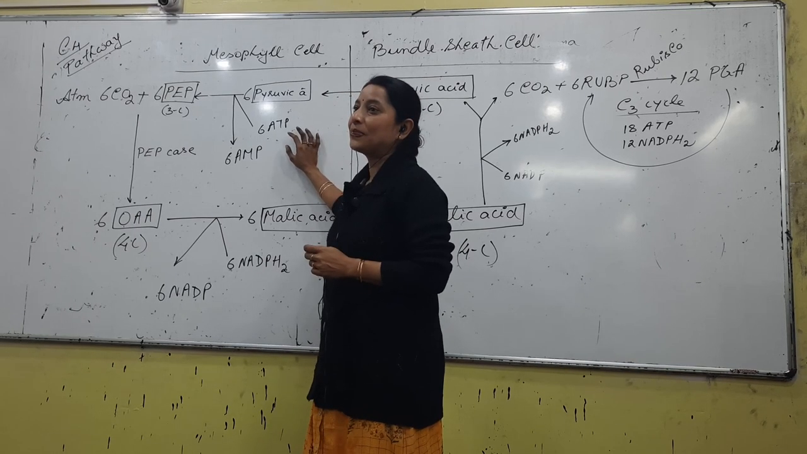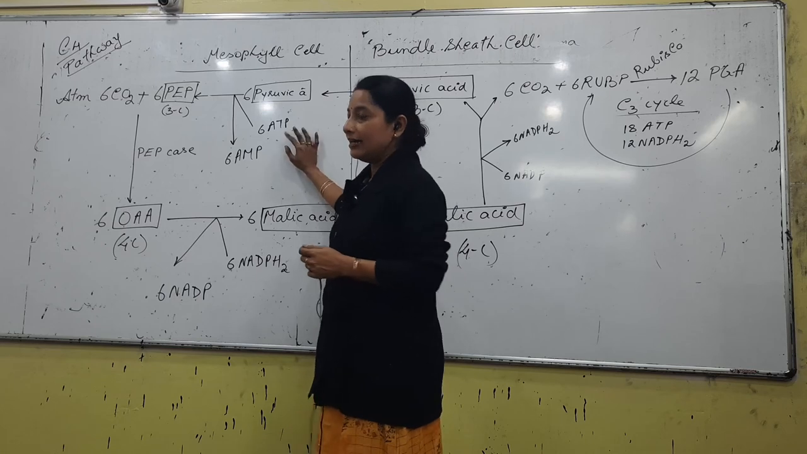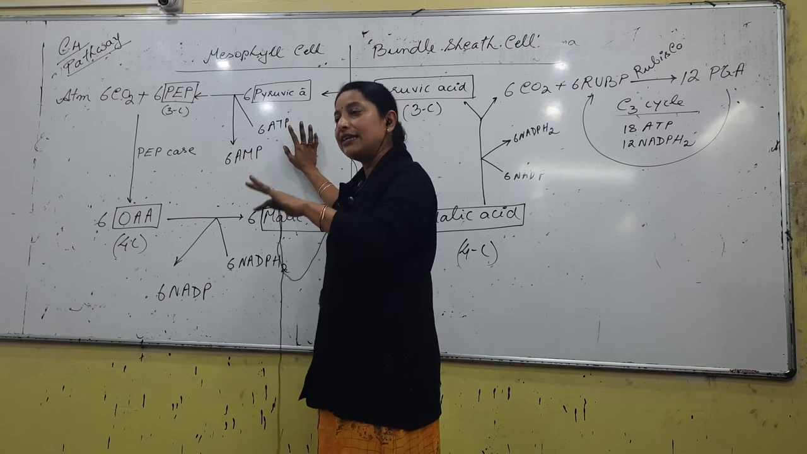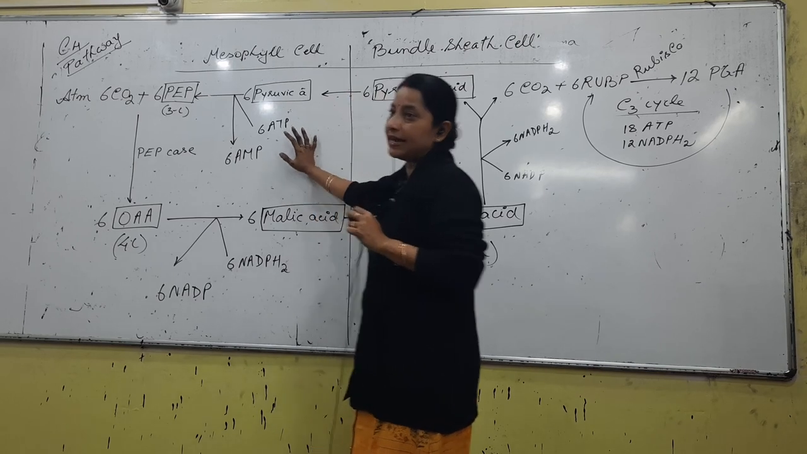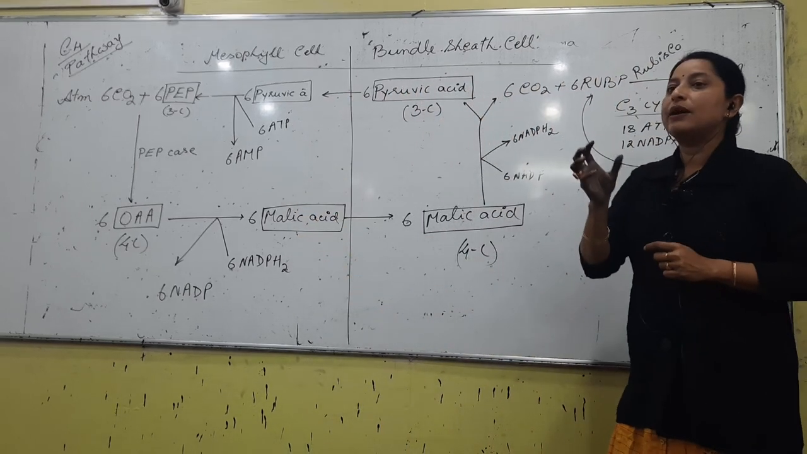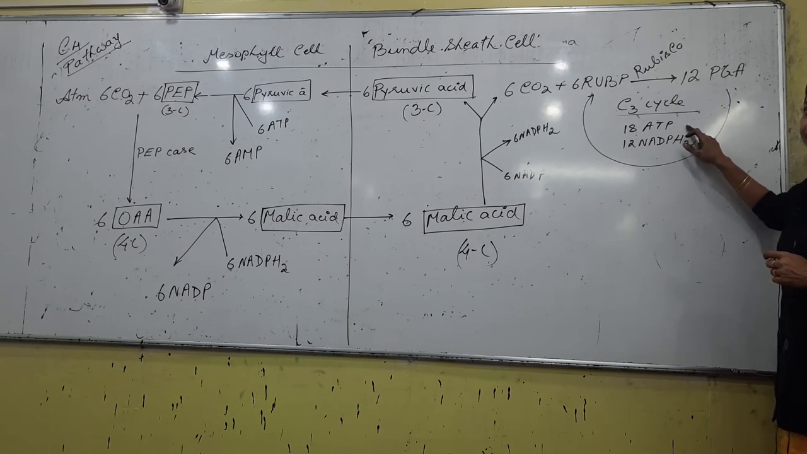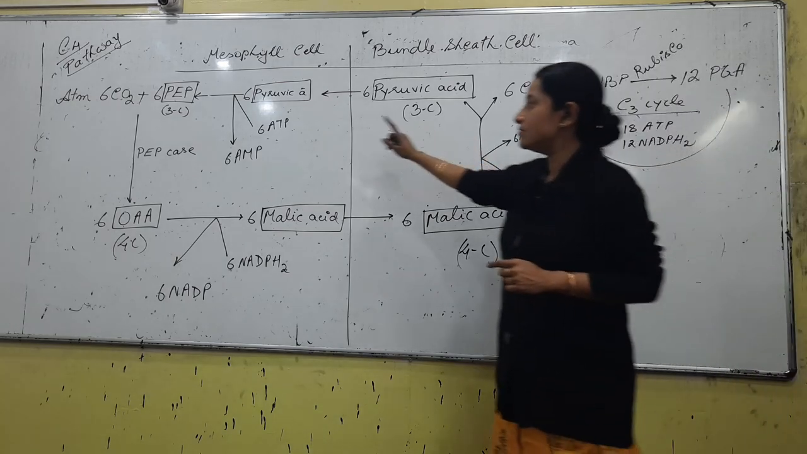30 and 12, right? Remember we have talked about something: in C4, two reactions take place, the C3 cycle and the C4 cycle. 30 is the total requirement for ATP. Out of the 30, how much is used in the C3 cycle? 18. How much is left? 12, right?